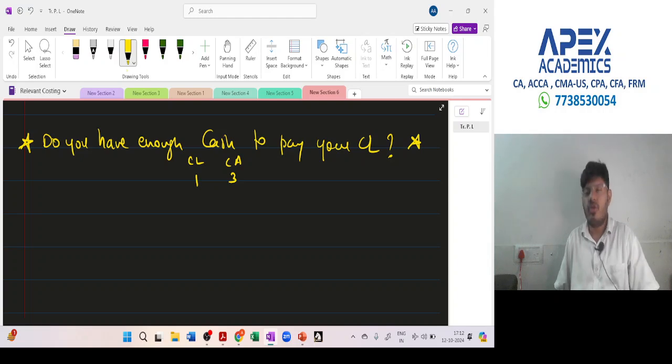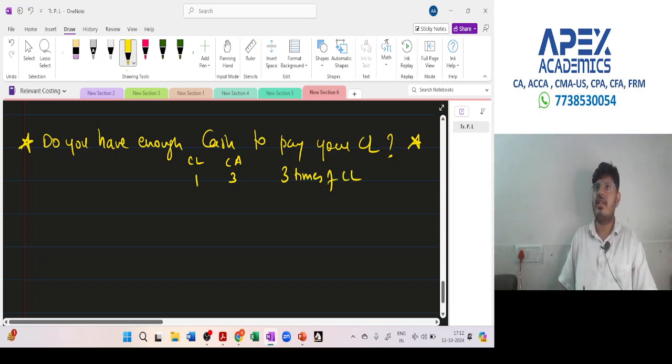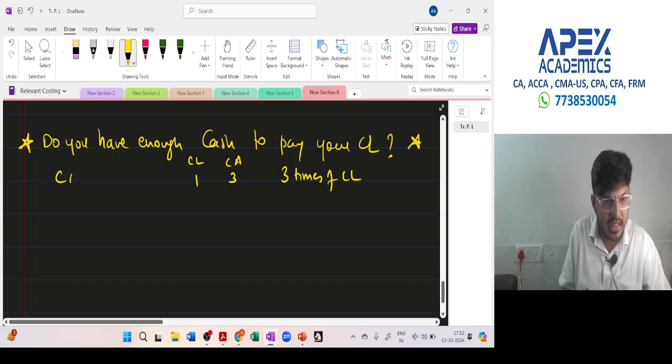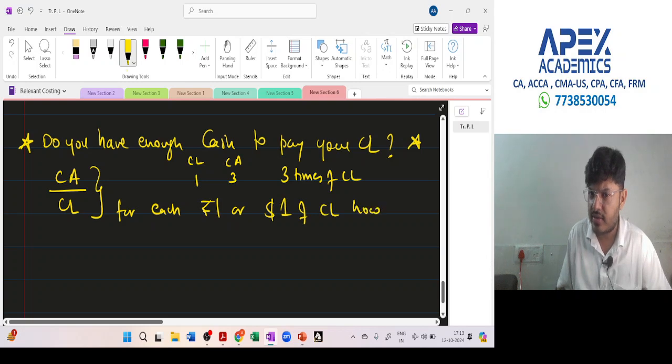है. So can I say that my current assets are 3 times of current liabilities? Yes. दोस्तों, I am expressing a ratio between them. Ratio generally involves us dividing one by the other. So if I divide current assets by current liabilities, I come to know कि for each rupee or each dollar one of current liabilities, how much current asset do I have?